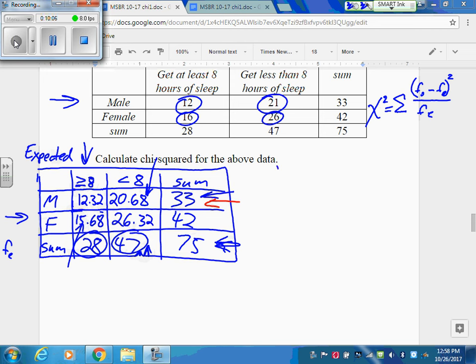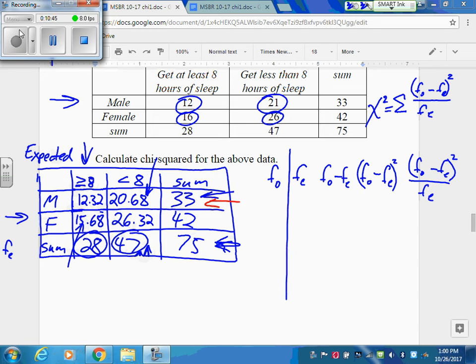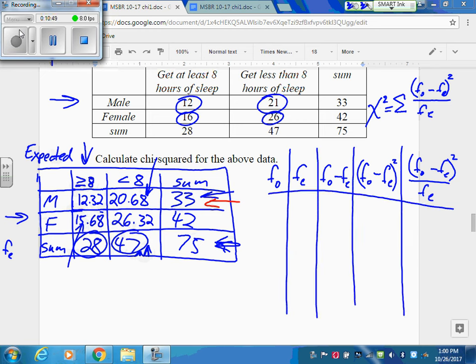So I'm going to have f sub o, my observed data, f sub e, my expected data, f sub o minus f sub e, f sub o minus f sub e squared. Finally, I'll take all of that, the f sub o minus f sub e, quantity squared, and I'm going to divide it by f sub e. And I say this is a table because I'm going to do each of these steps separately, kind of like this. So f sub o, those were the original values.